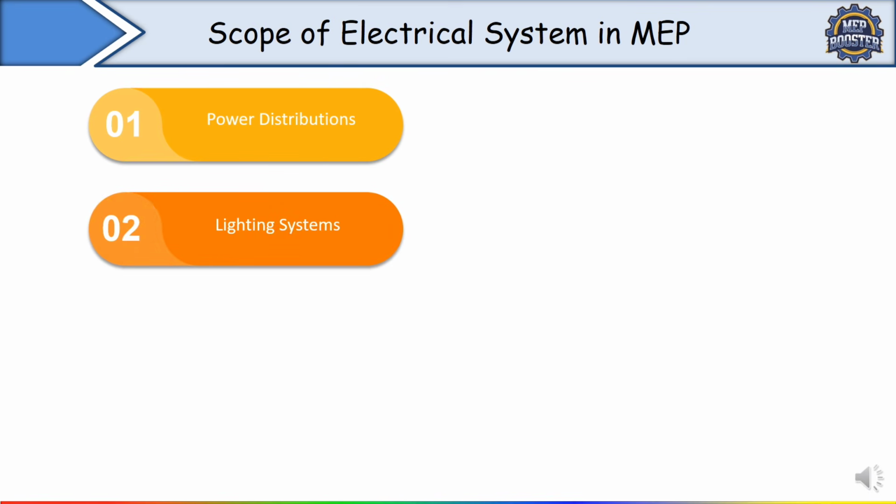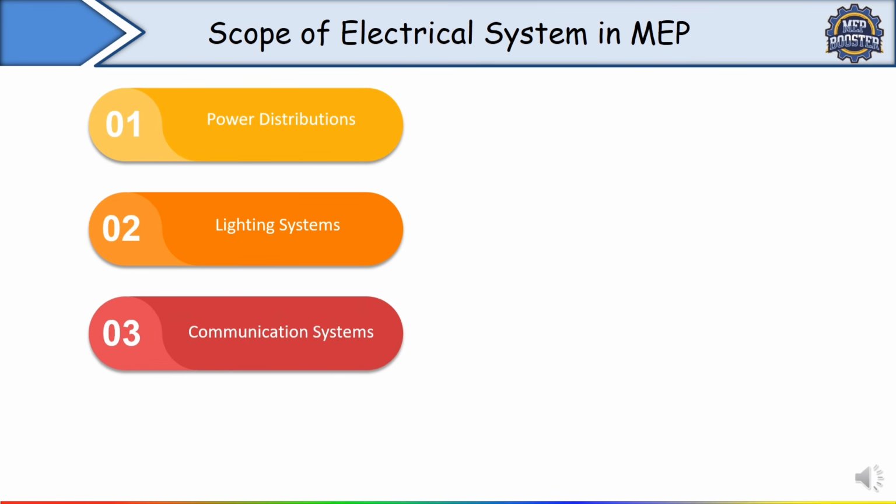Next is lighting system. In this lighting system we have to discuss the interior and exterior lighting. Design of lighting systems that provide adequate illumination for various spaces, including offices, homes, industrial areas and public spaces. This includes selecting appropriate light fixtures, controls and layout. Then next is communication system, installation of structured cabling systems for voice and data communication, including telephone systems, internet networks and intercom systems.